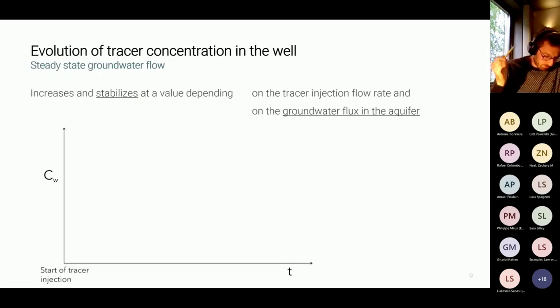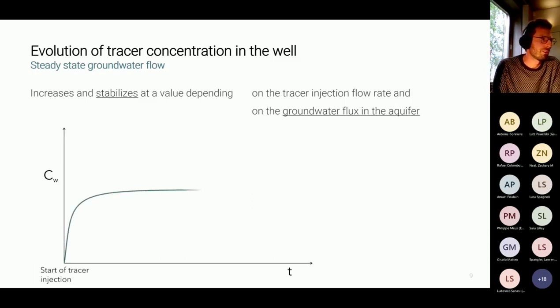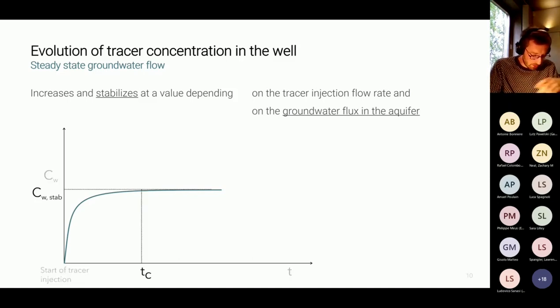So the measurement of a steady state groundwater flow by our technology gives this typical evolution of the tracer in the well. Of course, at the beginning of the experiment, you don't have any tracer in the well. You start the tracer injection, so the concentration of the tracer in the well rises until a certain time where it reaches an equilibrium between the tracer that you inject in the well and the tracer that is flushed out of the well by the groundwater flux in the aquifer.